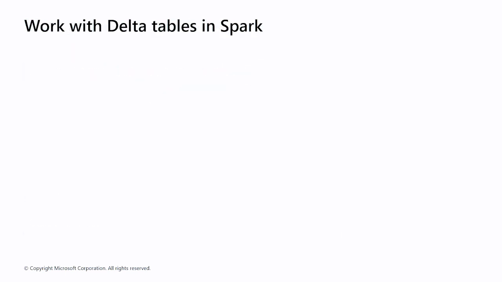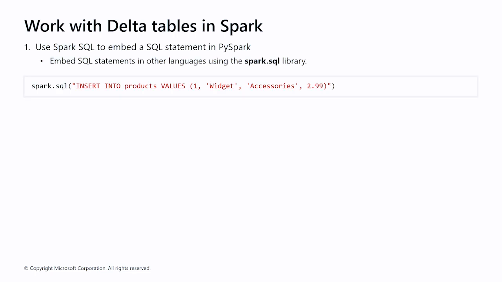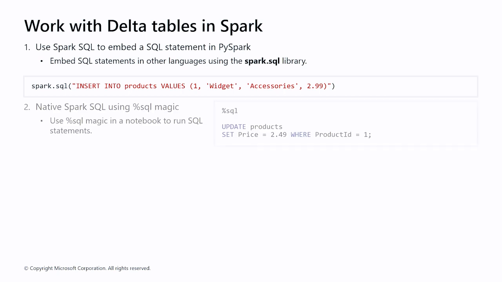Probably not much of a shocker, but you can work with Delta tables or Delta format files to retrieve and modify data in multiple ways. The most common way to work with data in Delta tables in Databricks is to use Spark SQL. You can embed SQL statements in other languages, like PySpark or Scala, by using the spark.sql library. For example, the following code inserts a row into the products table.